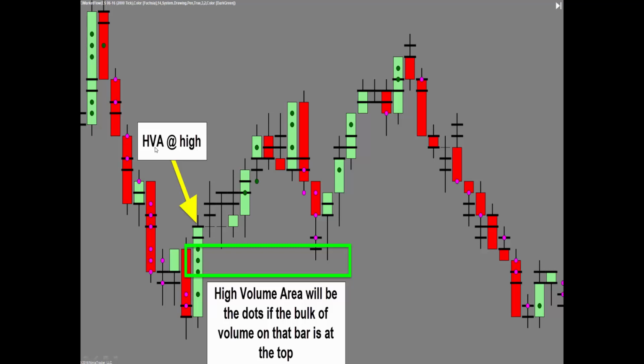So when we look at our trigger line charts, you're saying, okay, we're looking for a long. I should have a high volume area that we're looking for an entry. That's what we're talking about, this high volume area.